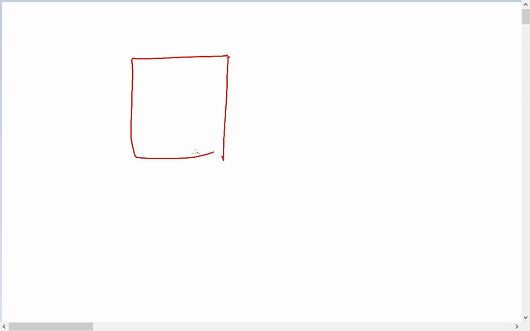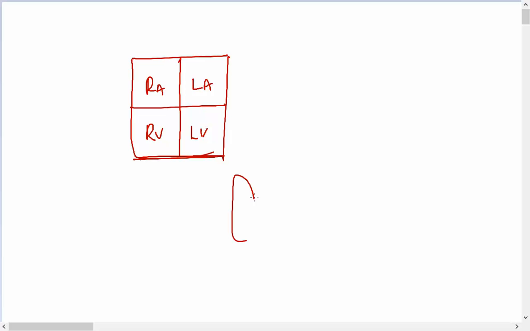This is the heart. It has four chambers: right atrium, right ventricle, left atrium, left ventricle. Okay. So we have the lung.